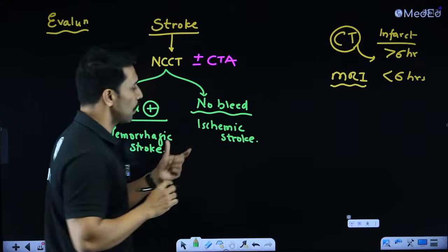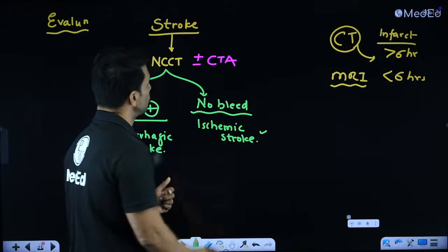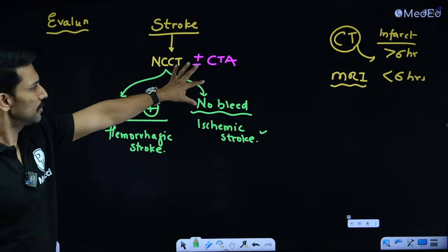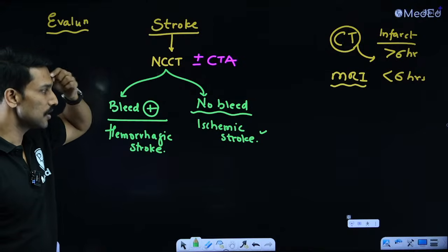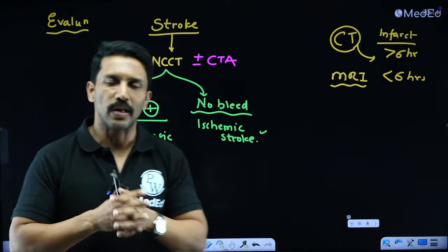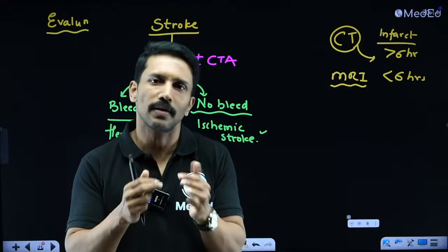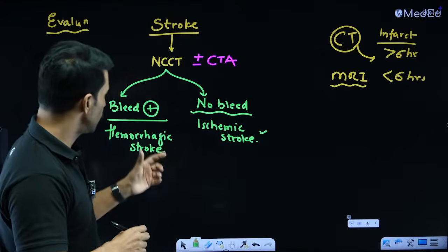Now I have to decide how do I manage this case, right? So let us see how we manage. So you got a non-contrast CT done with CT angio, and non-contrast CT said that this is an ischemic stroke because there is no bleed. If I saw an infarct, good. If I don't see an infarct, still it is ischemic stroke.